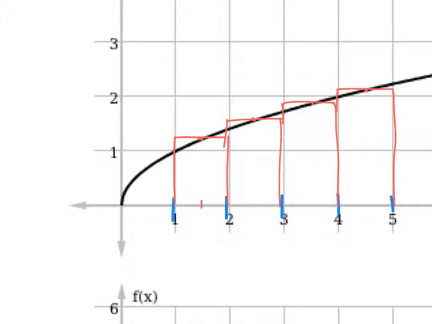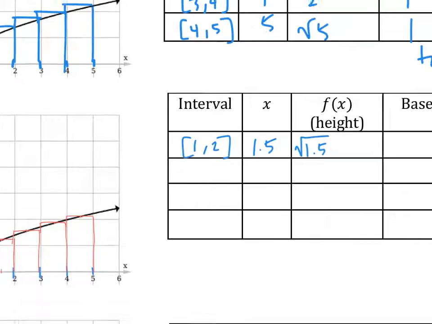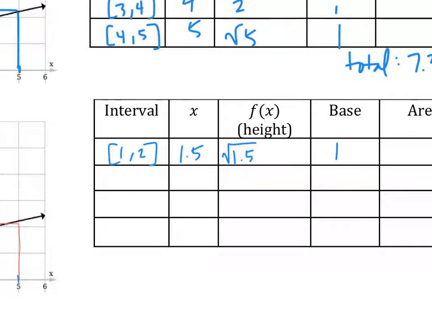All right, when you fill out the chart or when you're trying to figure out the area, now what you're doing is you're taking the height from the middle. So for example, in the interval between 1 and 2, you're taking 1.5 as the x, and f of x is going to be square root 1.5 because that is the x we're taking this from. Base is still the same because we're keeping it to 4 intervals, and then area is base times height.